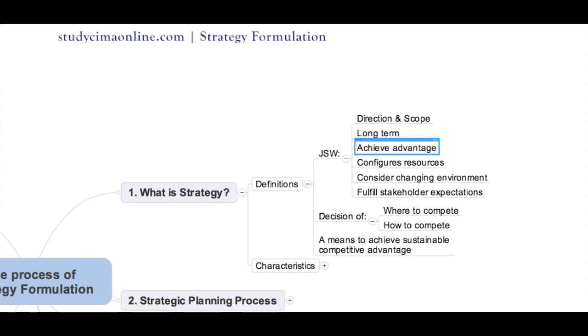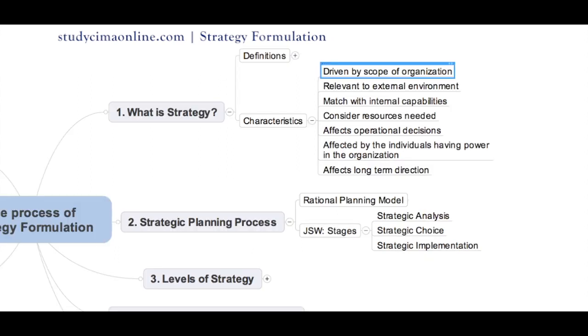Number 3. Achieve the advantage over the others. So this is achieving the competitive advantage. Number 4. Configure resources to survive the threats and also to utilize opportunities. Number 5. Consider changing environment, because the market will also change, hence requiring changes to the strategies. Number 6. Fulfilling stakeholder interest is also a very important area because the business or the organization will not have a survival without them.